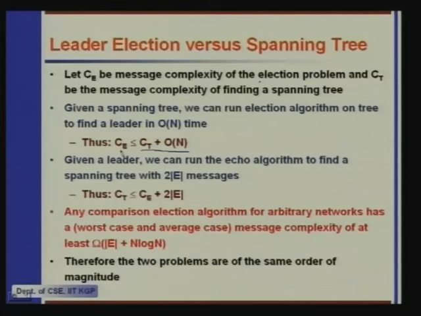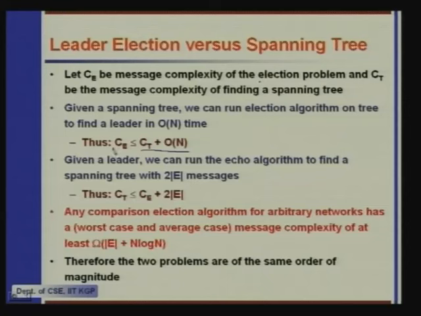Message complexity of the algorithm? No, the problem. CE is the message complexity of the election problem, meaning that you cannot have any algorithm for election having fewer than CE messages. So, it is a lower bound. Similarly, CT is the lower bound on the number of messages to find a spanning tree.